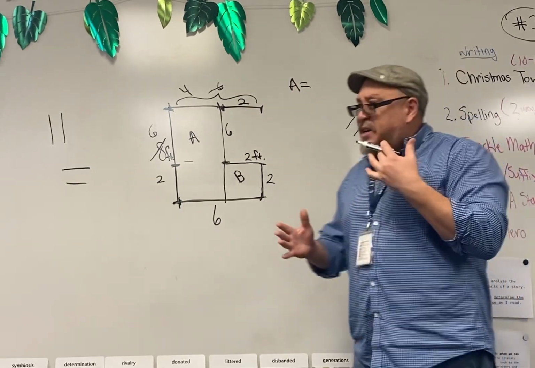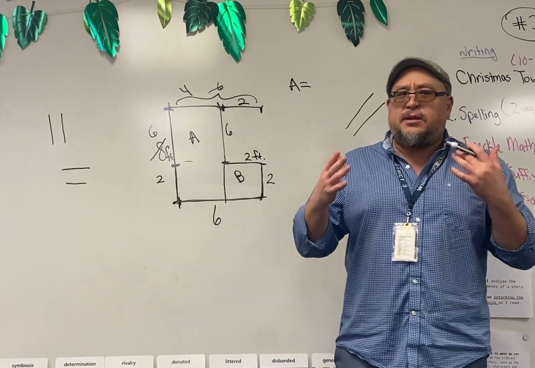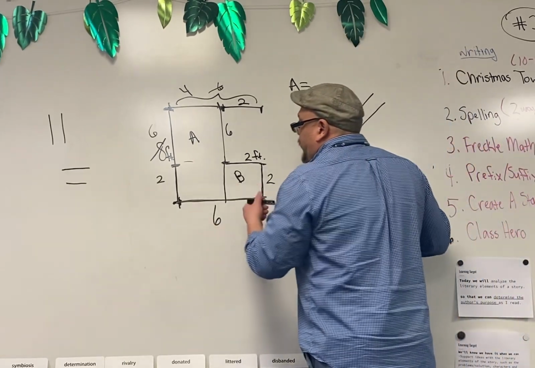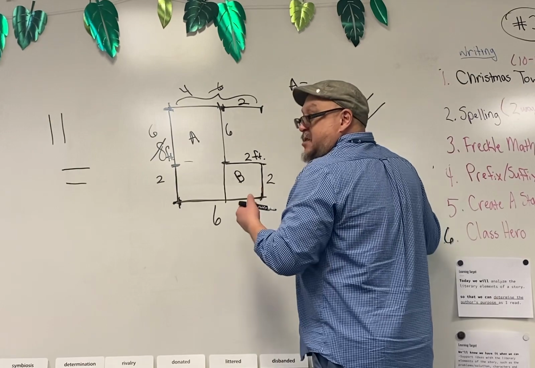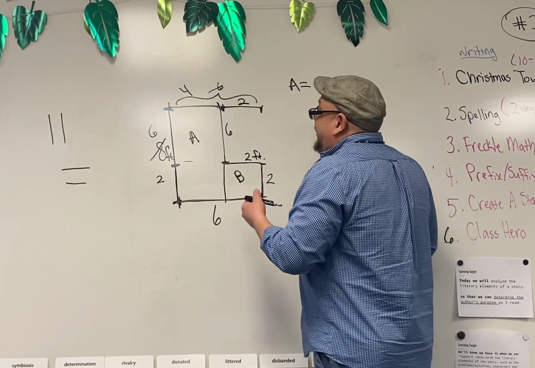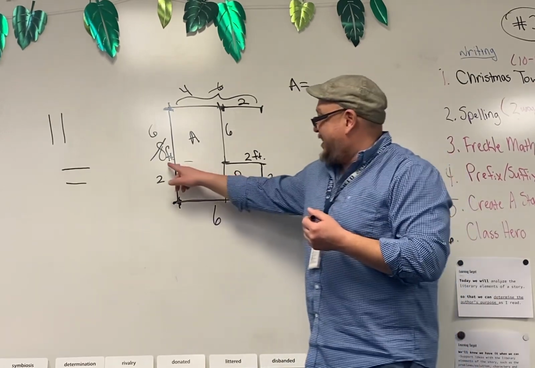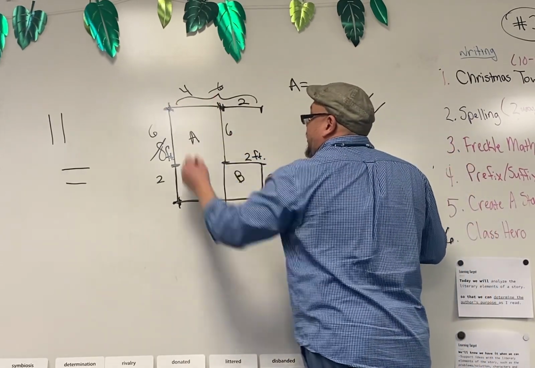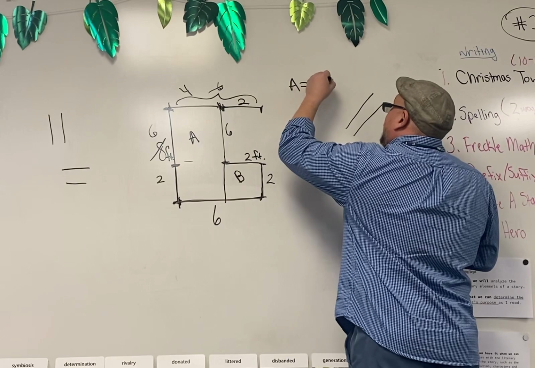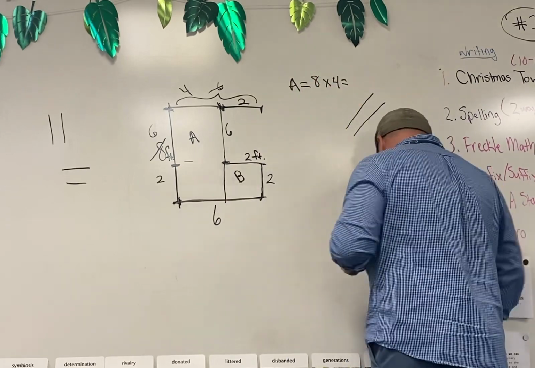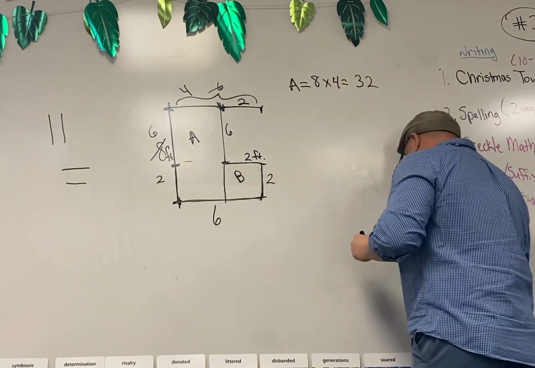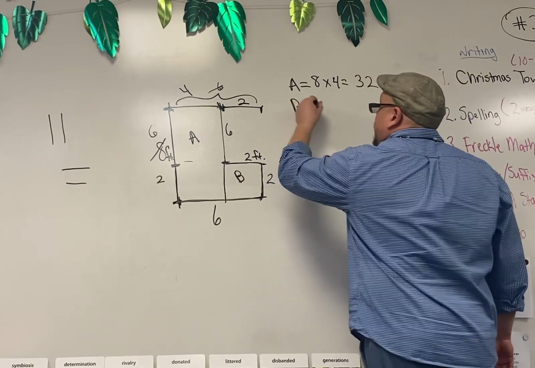And how do we find area again? We do what times what? Length times width. So in shape A, what do we have here? 8 times what? 4. Yeah, from here to here. 8 times 4. What does 8 times 4 equal? 32. Cool beans. 32.